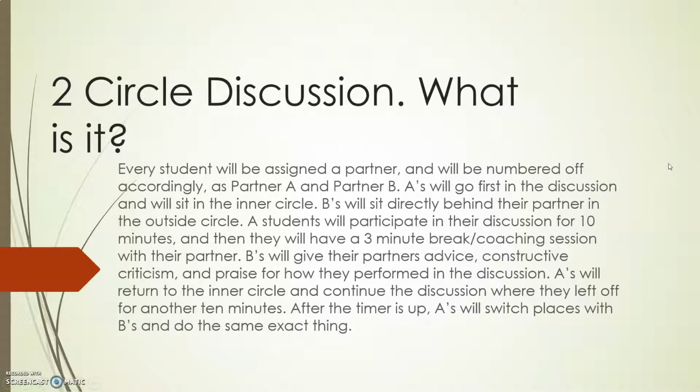Two-circle discussion. What is it? Every student will be assigned a partner and will be numbered off accordingly, as partner A and partner B. A's will go first in the discussion and will sit in the inner circle. B's will sit directly behind their partner in the outside circle.